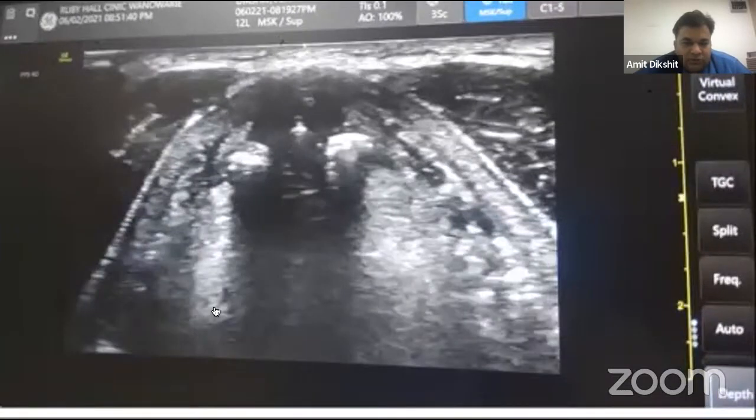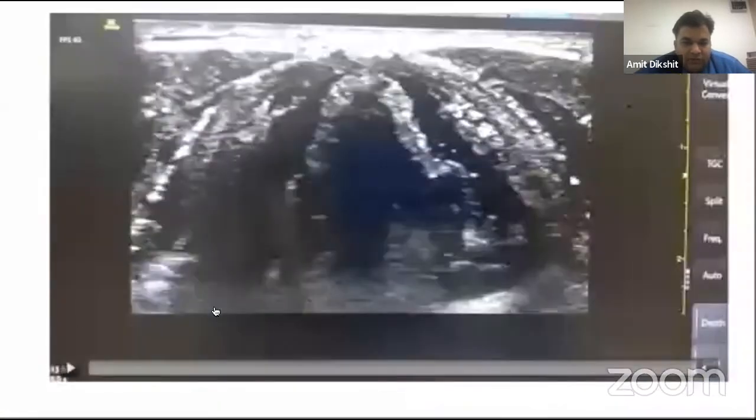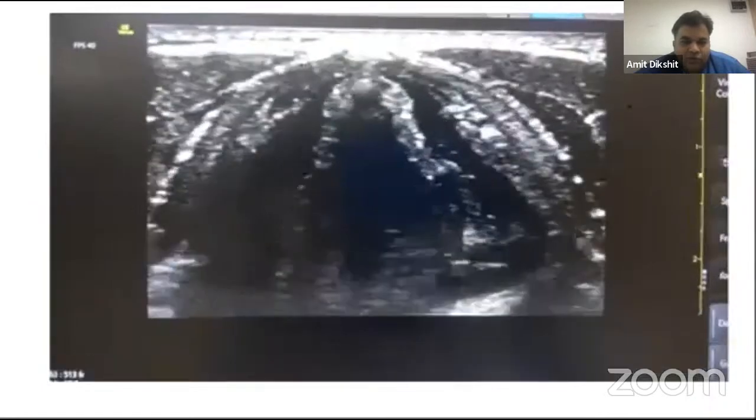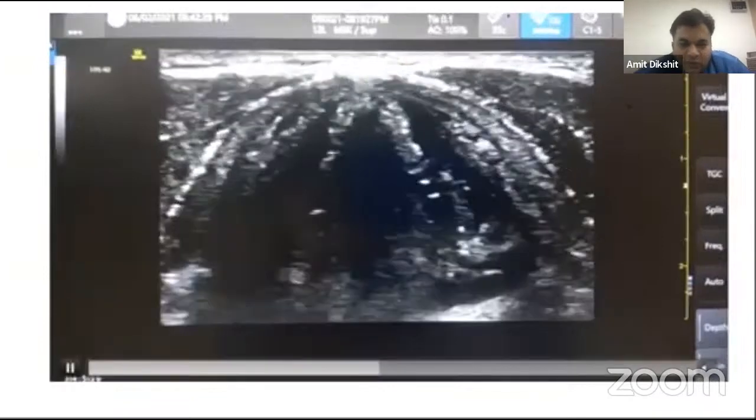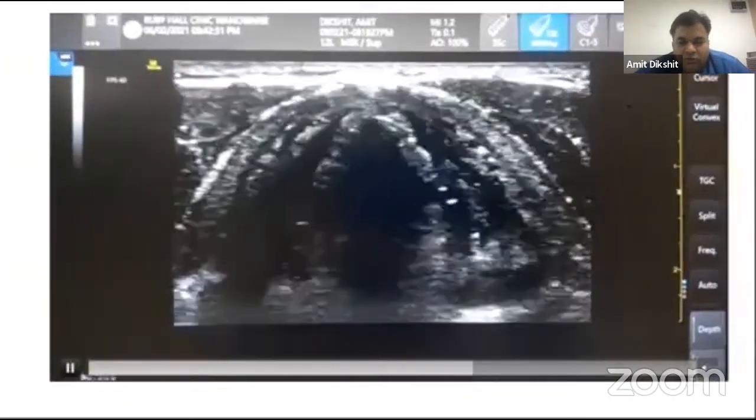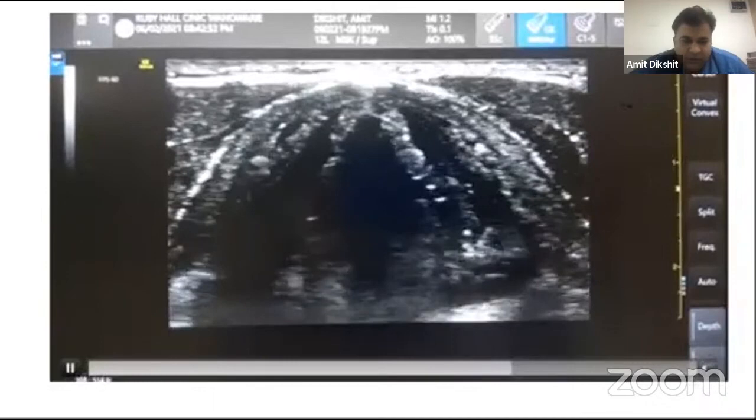So this was just to re-emphasize, you can see the black as true vocal cord and the gray as false vocal cord, and lower down are the arytenoids which are moving simultaneously, ruling out the vocal cord palsy. So in thyroid surgery, it is a good idea to use Bailey's maneuver.